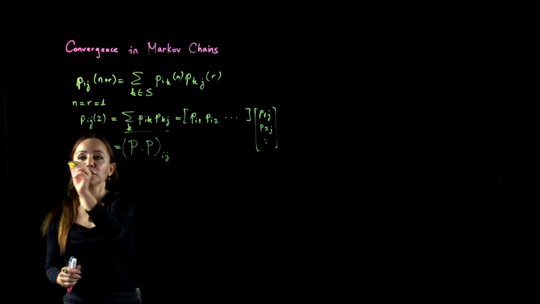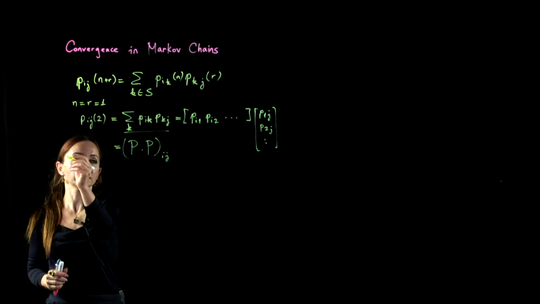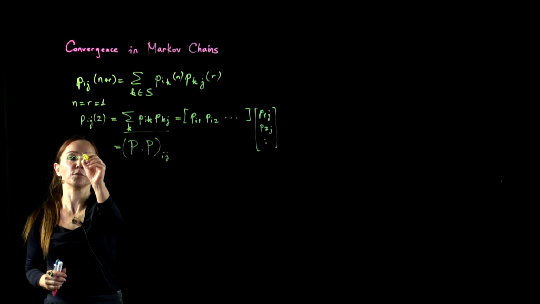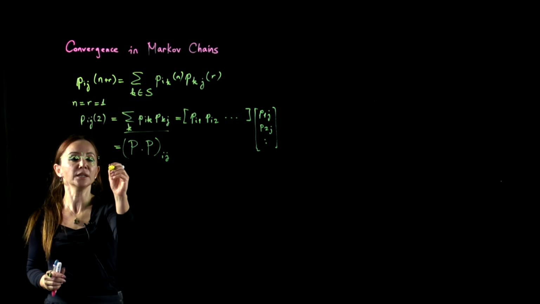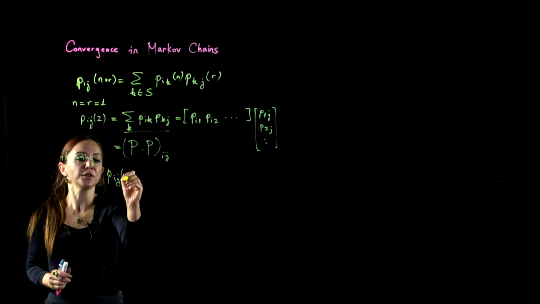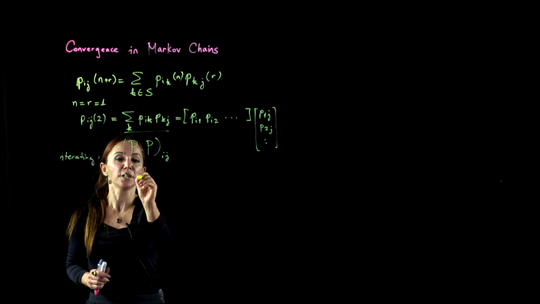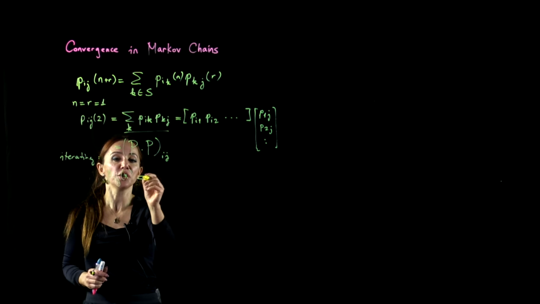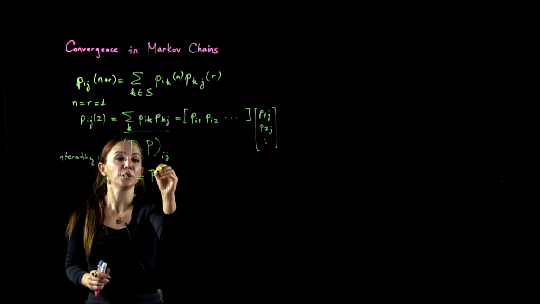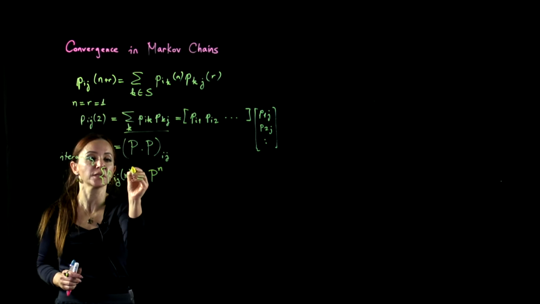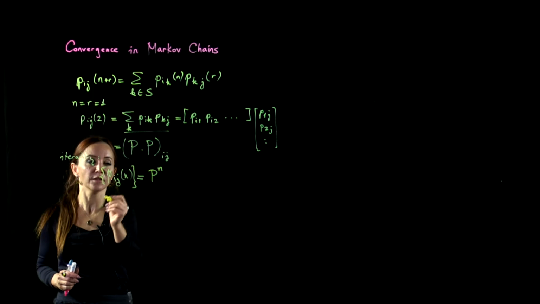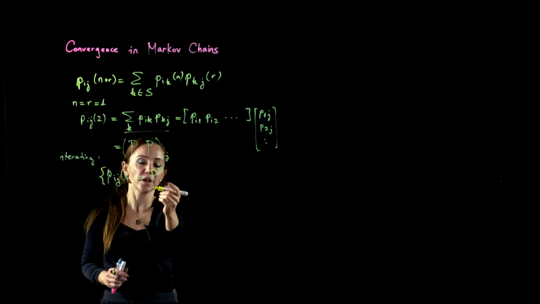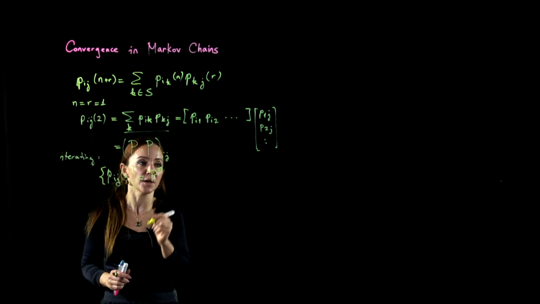Okay. In general, by extending from this, by iterating the same arguments, you can easily show that the probability of going from i to j in n steps is given by the ijth entry of the P to the n matrix. In general, the matrix of p_ij^(n) values is given by the transition probability matrix multiplied by itself n times.